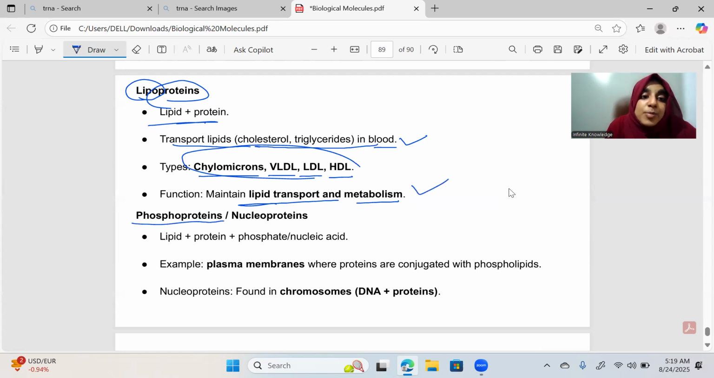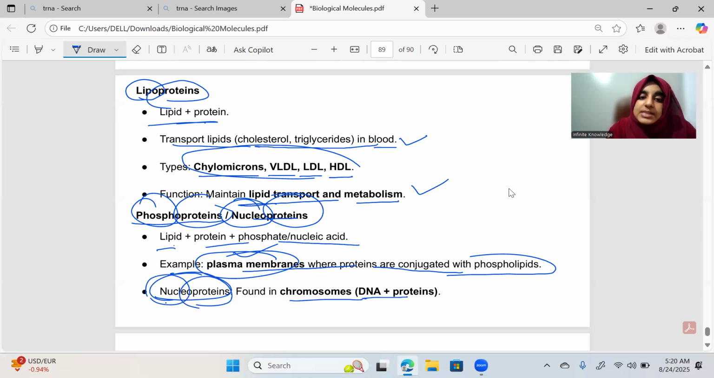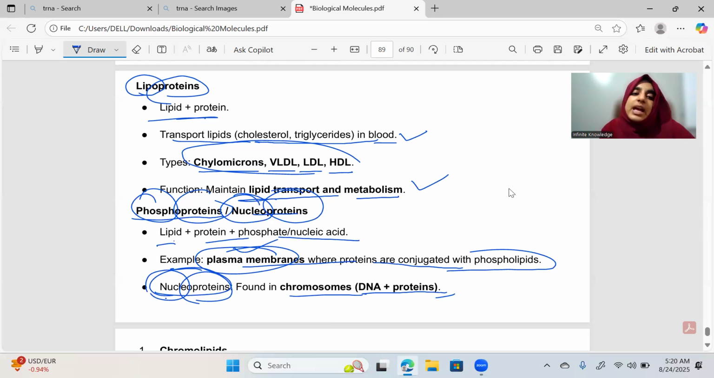Now we have phosphoproteins and nucleoproteins. Phosphoproteins mean phosphate plus proteins. Nucleoproteins mean nucleic acid plus protein. An example is the plasma membrane, where proteins are conjugated with phospholipids. So proteins are present with the phospholipids, and these are found in plasma membranes. Now we have nucleoproteins, which means nucleic acid plus proteins. These are found in the chromosomes, which are made of DNA and proteins, right?